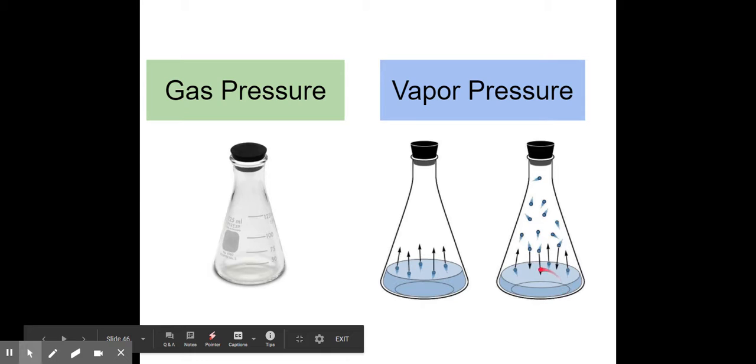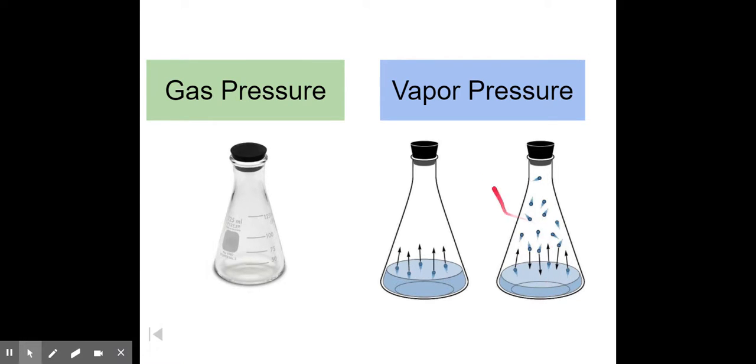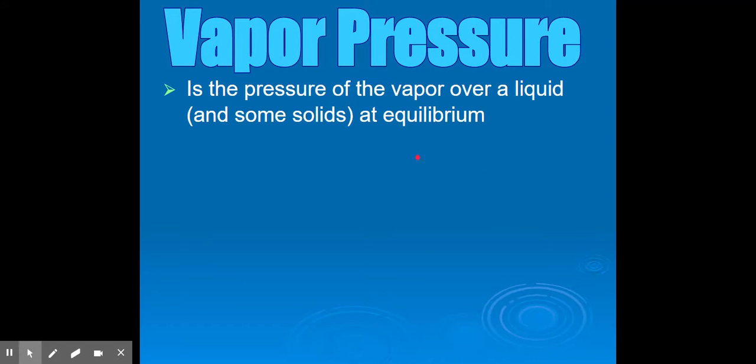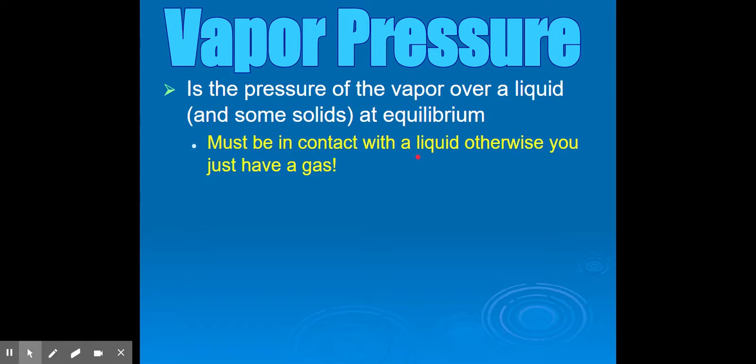If we change the temperature inside of here, we could take some of the liquid out of here. It wouldn't matter. It would still reach the same equilibrium position. The only thing that will impact the vapor pressure inside of that container is the temperature. So vapor pressure must be in contact with a liquid. Otherwise, you just have a gas or a gas pressure, which we talked about before.